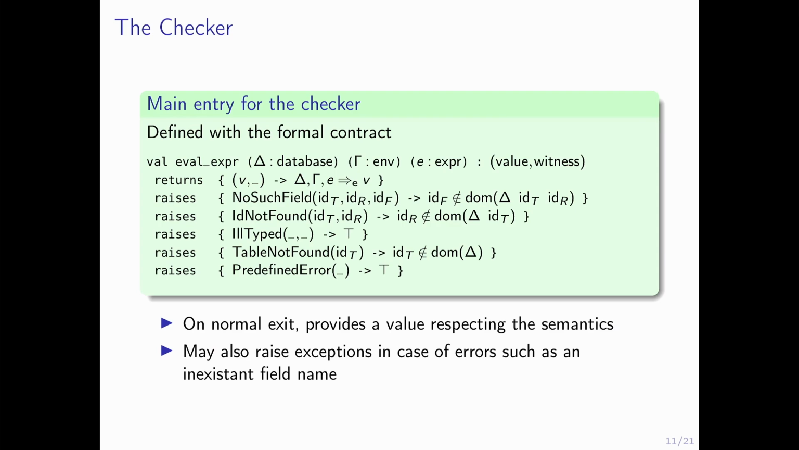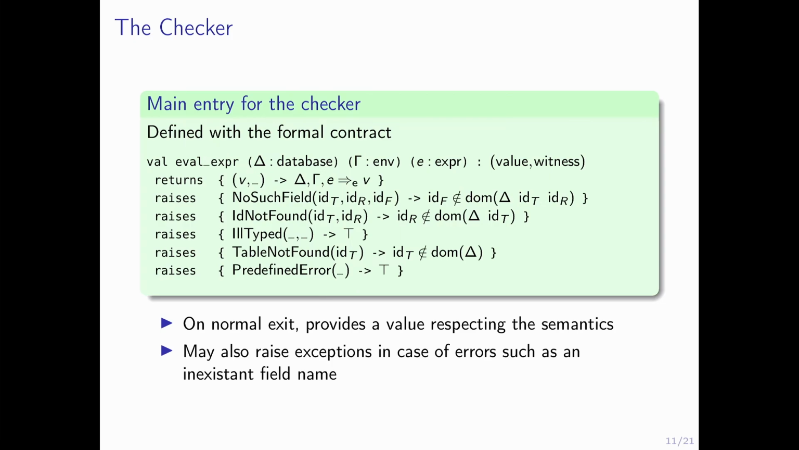After this semantics is written, we want to write a code that will check a formula against a database. It has this prototype, taking a database, a local environment because we have local variables, and an expression, and essentially it will return the value of that expression. So this is the specification.